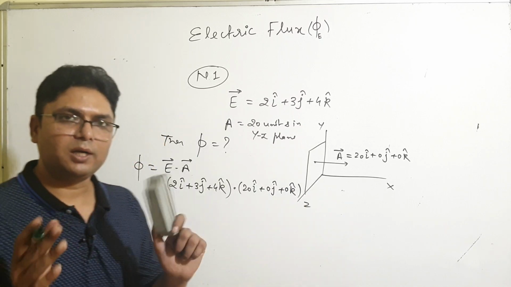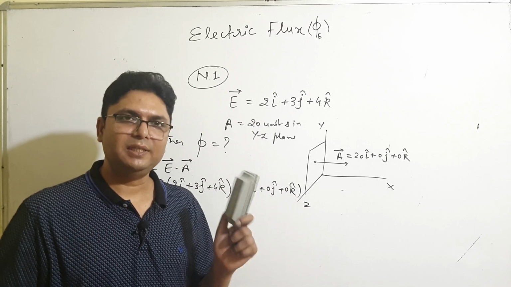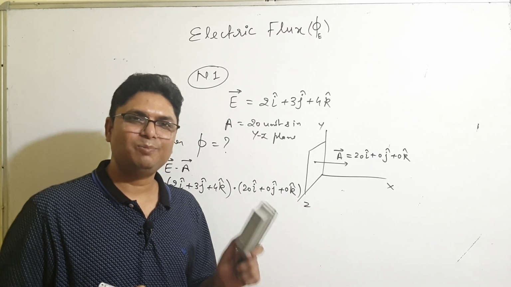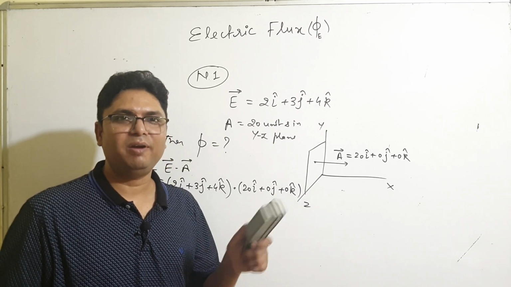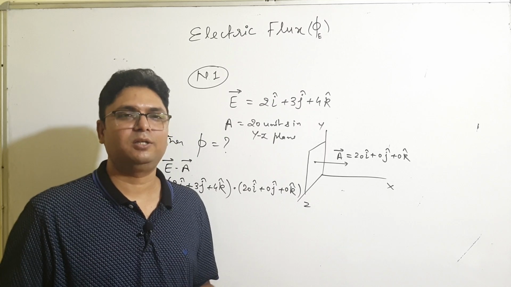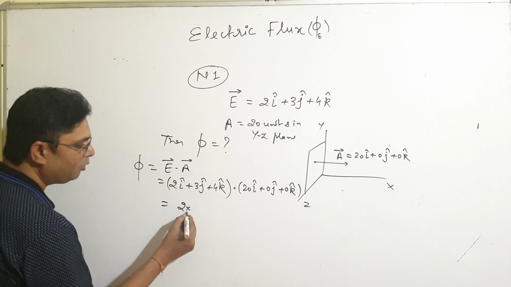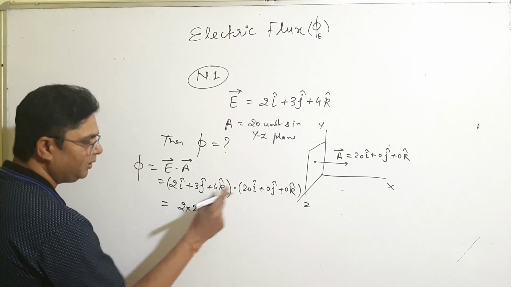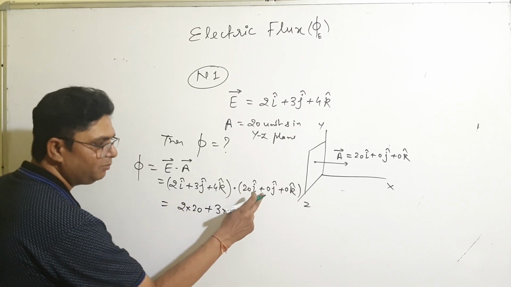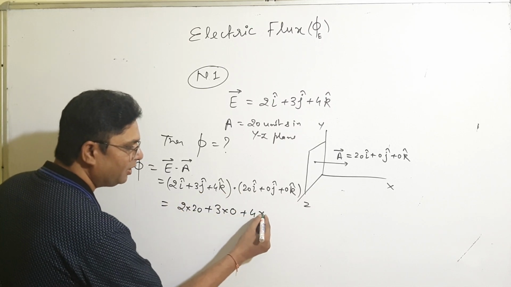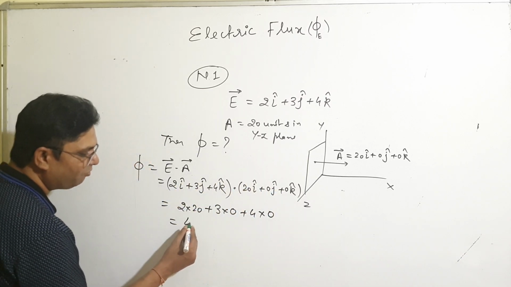You know the dot product, that is A dot B in component form, is AX BX plus AY BY plus AZ BZ. For more details, see my video lecture on dot product of vector. So here you have 2 into 20, this is AX, this is BX, plus 3 into 0, this is AY, this is BY, plus 4 into 0, this is AZ and this is BZ. So you have 40.